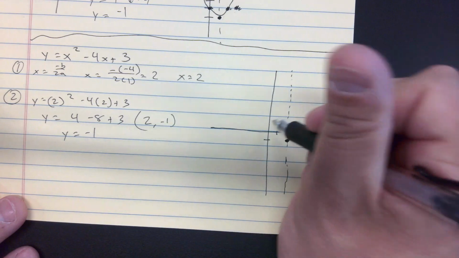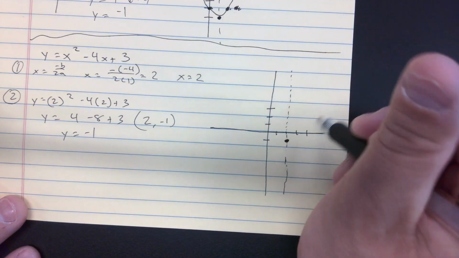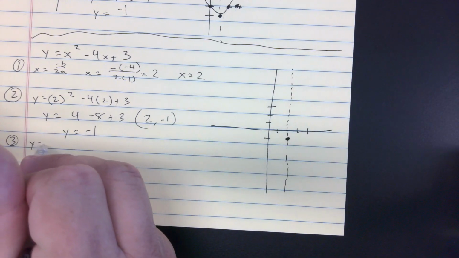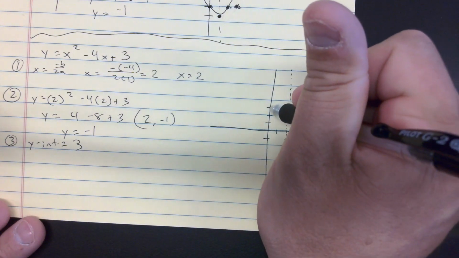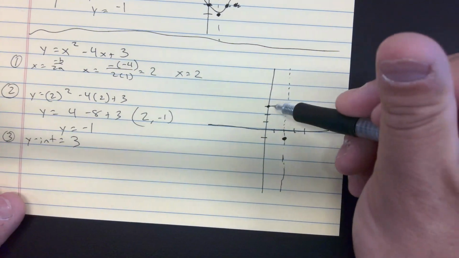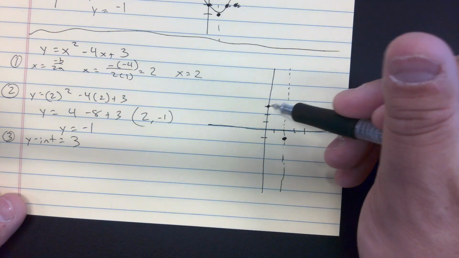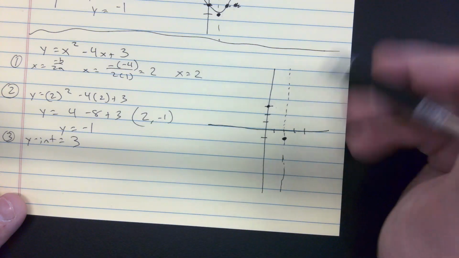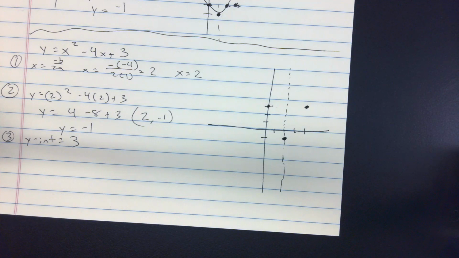Can we plot our y-intercept? What's our y-intercept? 3. Nice. Now look, we have this point. We can put a matching point over here, but look, this is 2 spots away from the axis of symmetry. So we can go 1, 2 spots away over here. All right, we got 3 points.